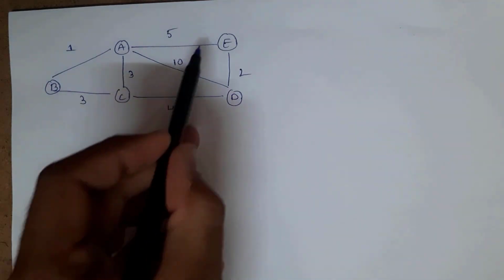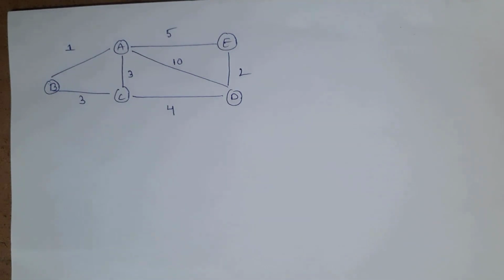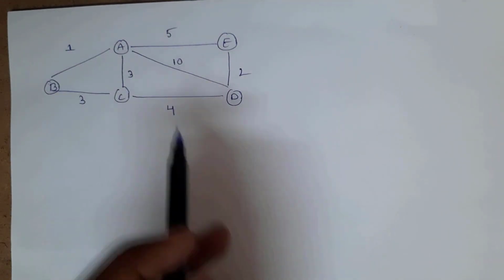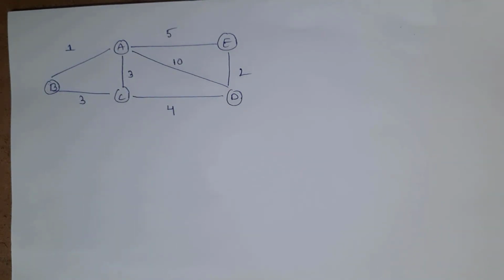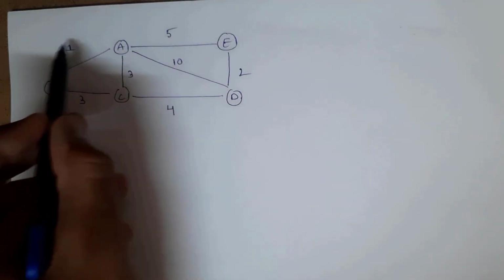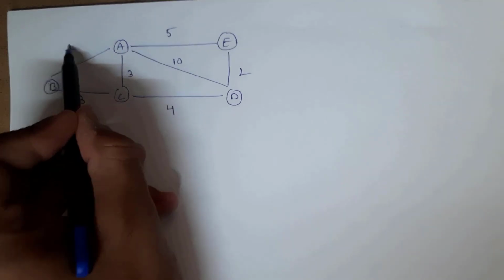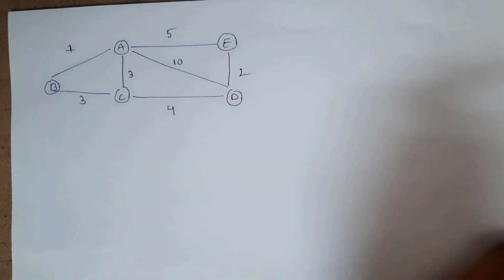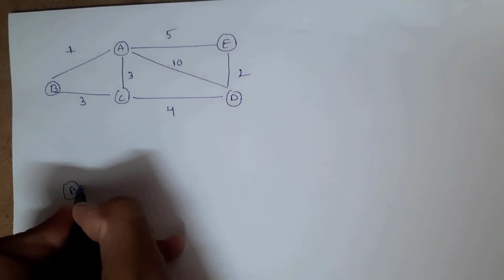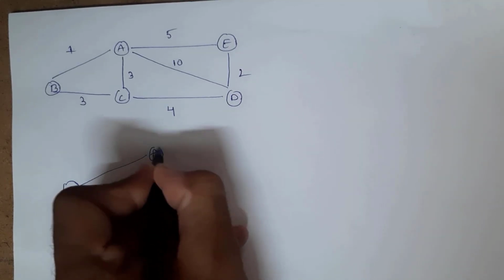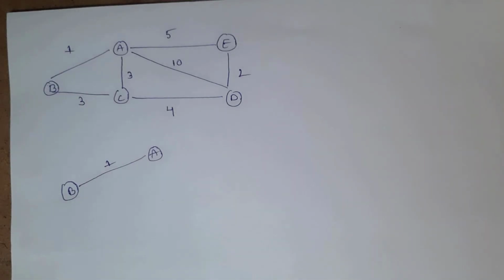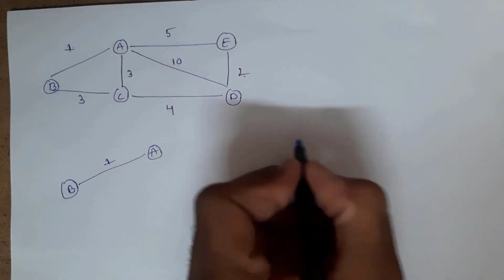For example, this is a graph. Now we will find the minimum cost spanning tree for this graph by using Kruskal's method. Kruskal's method always says to select the smallest weighted edge. Among all these edges, the smallest weight is this one. One is smaller. So at first I will select edge 1. So I will connect B to A. Weight is 1. After 1, which is smaller, 2 is smaller. So I will select this.